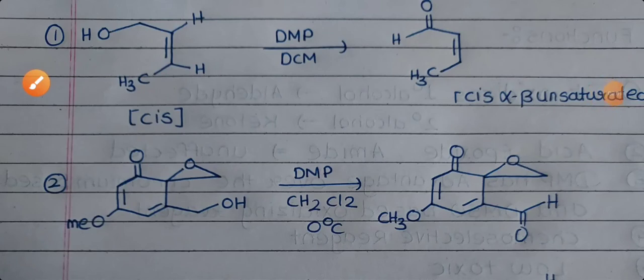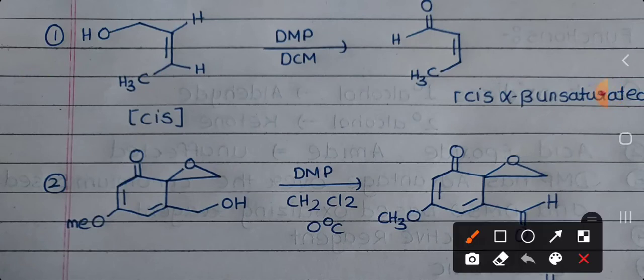After discussing the mechanism, now let us see some interesting examples of this reagent. In the first, you can see here a primary alcohol group is given, and on the arrow the DMP reagent along with DCM, that is dichloromethane, as a solvent is given. Simply this reagent will convert that alcohol functional group to the aldehyde. This is a primary alcohol, so you can see over here we are getting the aldehyde.